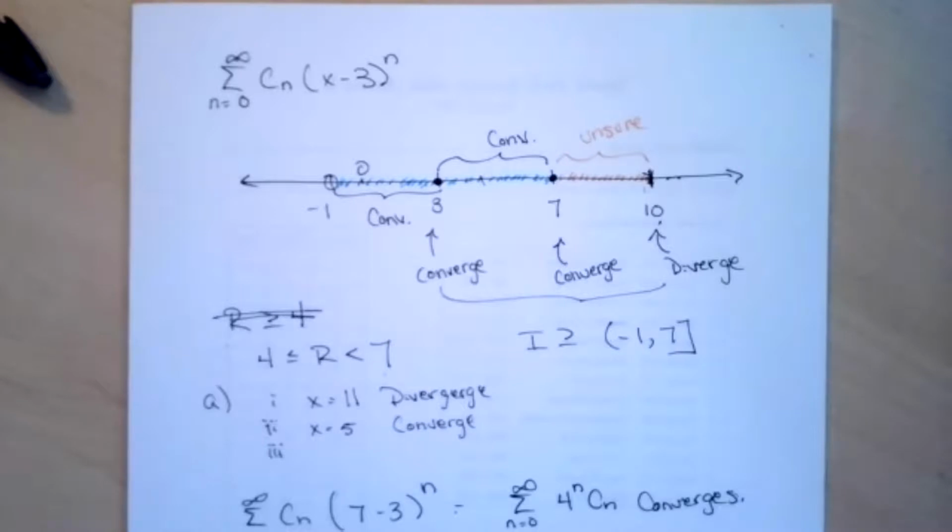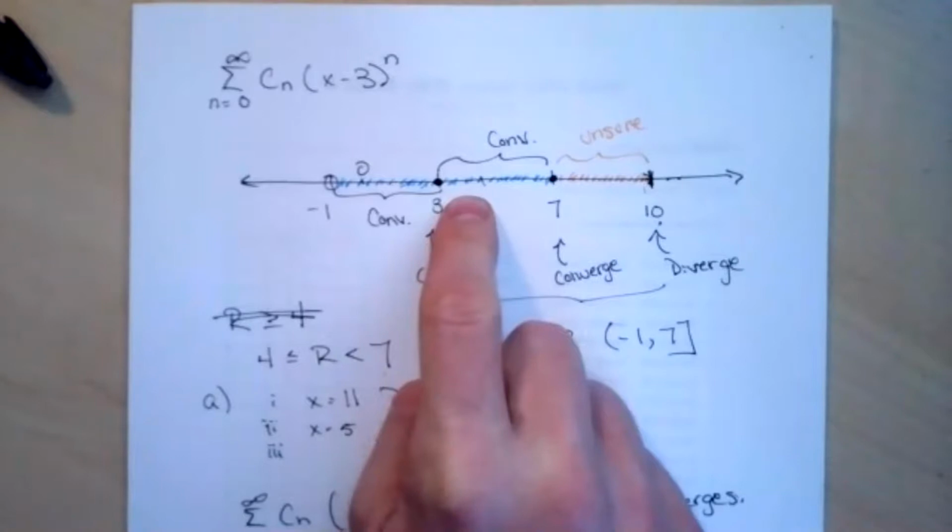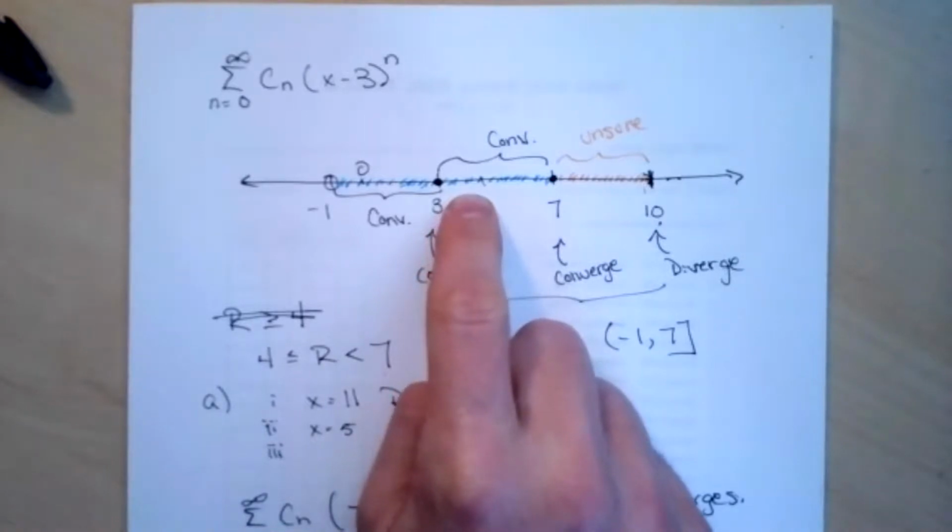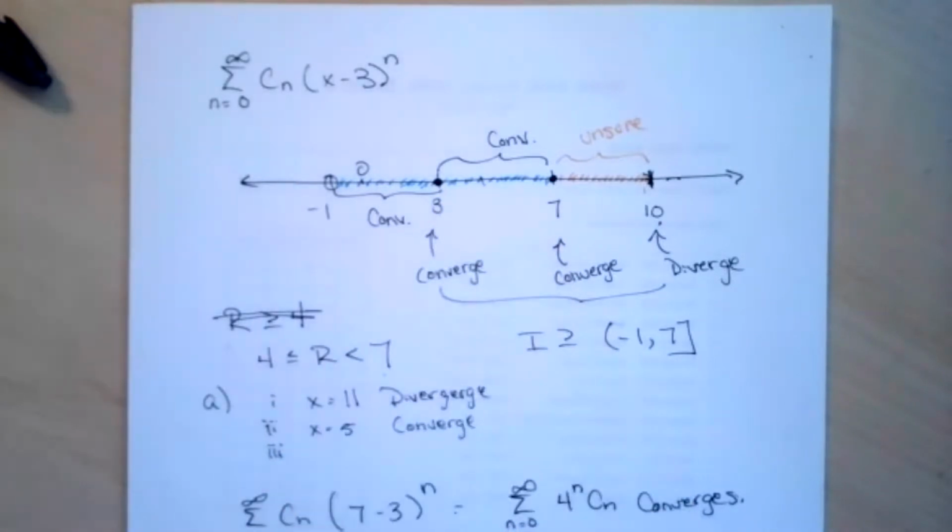Okay. Part B, you can say the sum of c_n times 4 to the n is just the power series evaluated when x equals 4. And we know that x equals 4 is in our convergence zone. So we know. Okay.